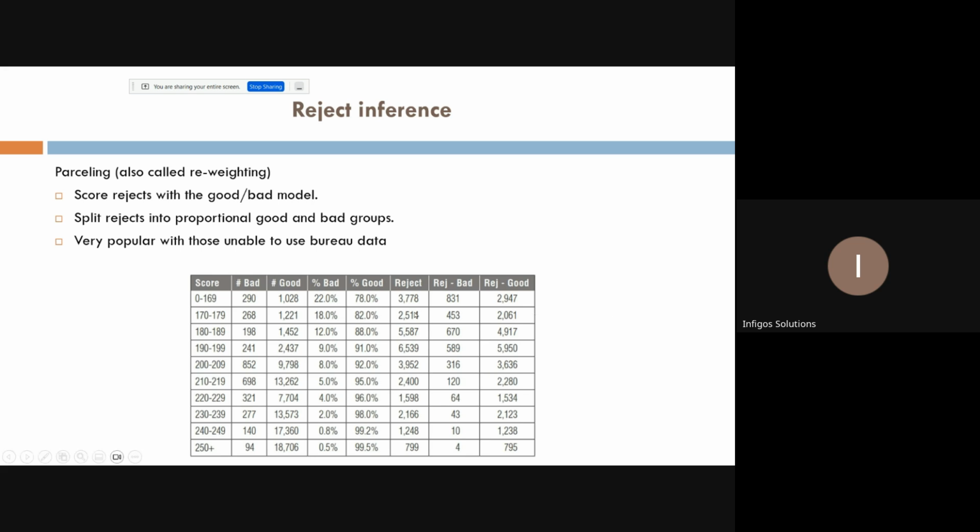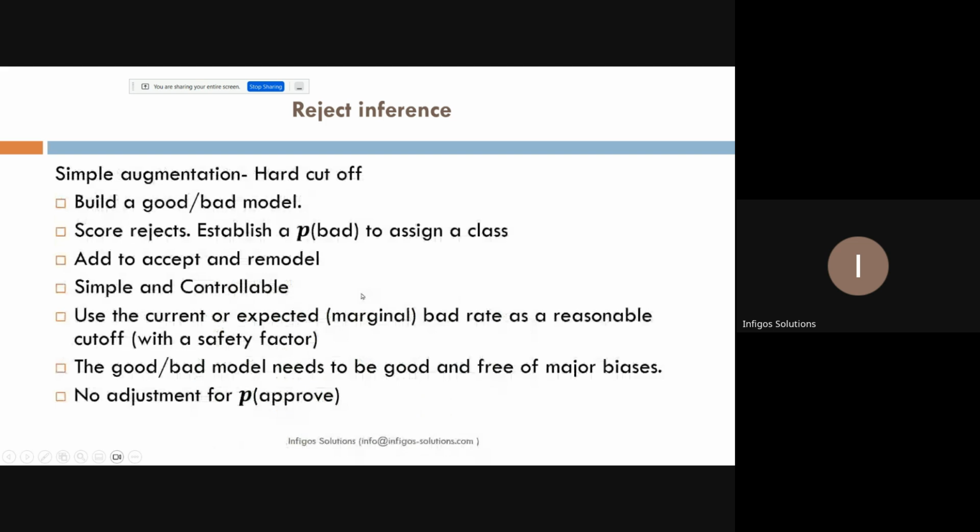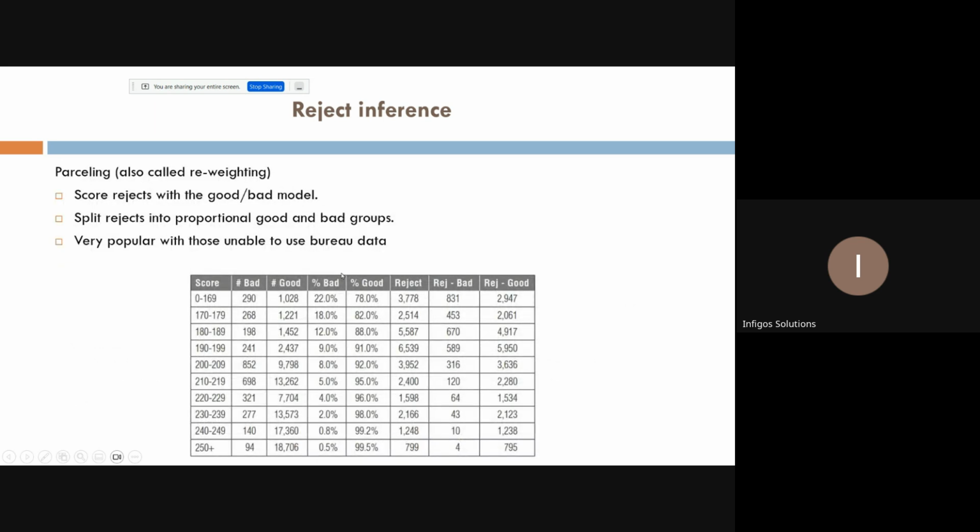So in that situation, you will take a ratio. One way is you set a hard cutoff. Below this probability, they are good. Above this probability, they are bad. And you basically mix them with the good and bad and make a model. In parceling, you take a ratio of bad and good, and with this ratio you multiply by some number, between 3 to 8, because you assume that the bad rate cannot be the same in the accepted sample and the rejected sample. It will be 3 to 8 times.